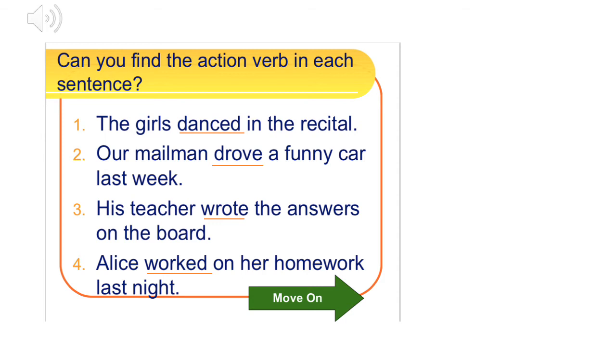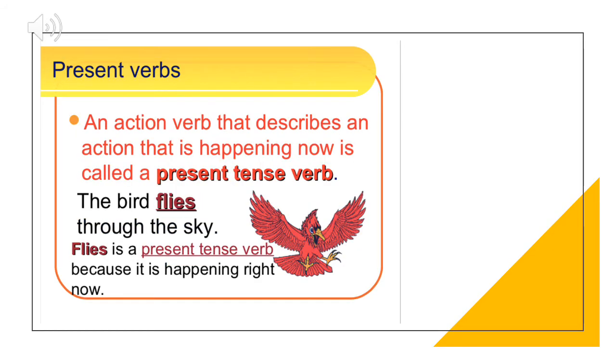Okay, the verbs in the sentences are: the girls danced in the recital. Danced is the verb. Our mailman drove a funny car last week. Drove is the verb. His teacher wrote the answers on the board. Wrote is your verb. And Alice worked on her homework last night. Worked is the verb. Okay, let's go over present, past, and future tense verbs.